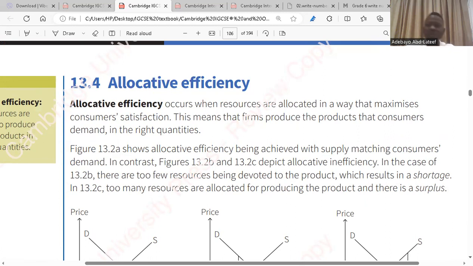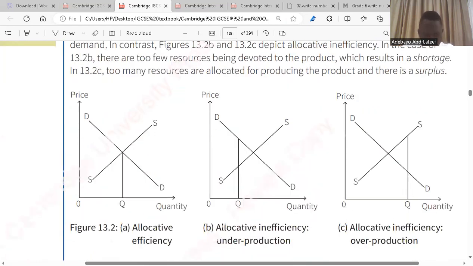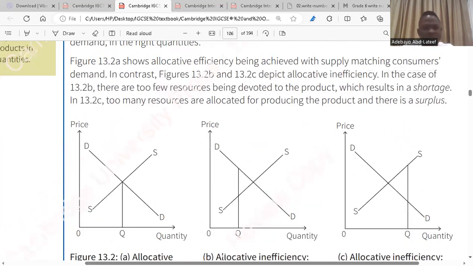Yes. So let's say, they said, allocative efficiency is when resources are allocated in a way to maximize consumer satisfaction. This means that firms produce the product that consumers demand in the right quantities. So look at this. They said this table shows allocative efficiency being achieved with supply matching consumers' demand.